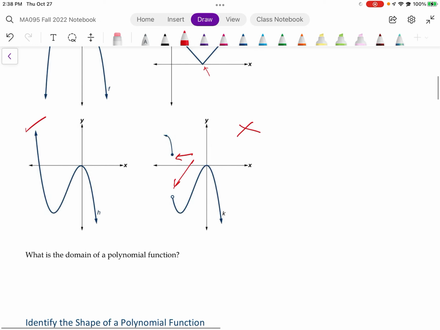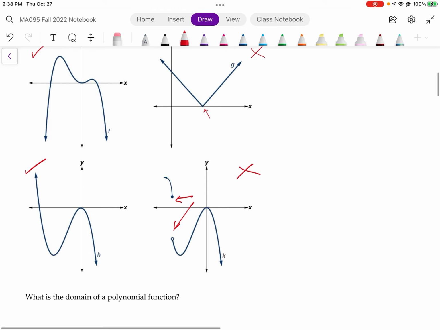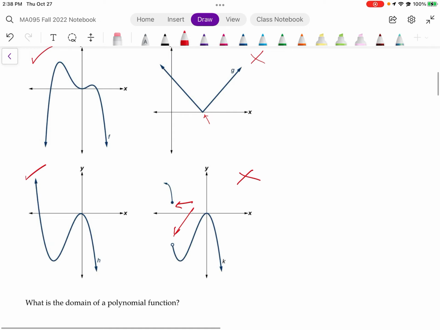Okay, continuing on. What is the domain of a polynomial function? So look at those 2 polynomials there on the left. What is their domain? In other words, what are all of the possible values of x? So remember, these have arrows on the end and they go on forever, which means the x value is going to keep going left and right forever on both of them. So the domain is all real numbers, which we say as negative infinity to infinity. Okay, so that is the domain.